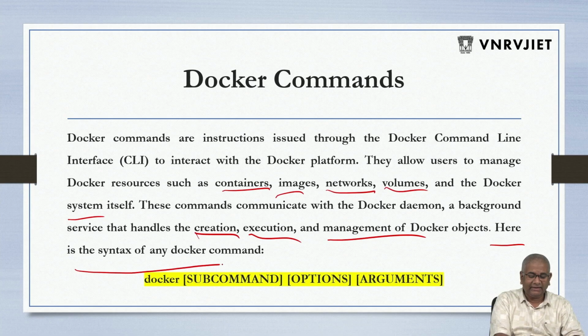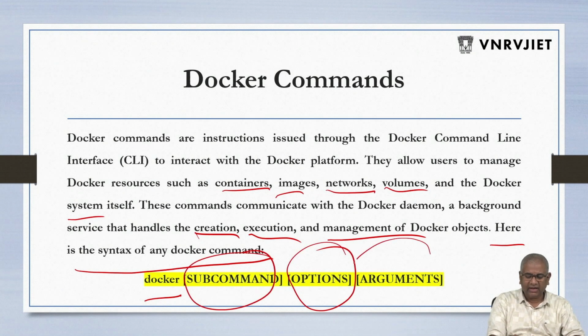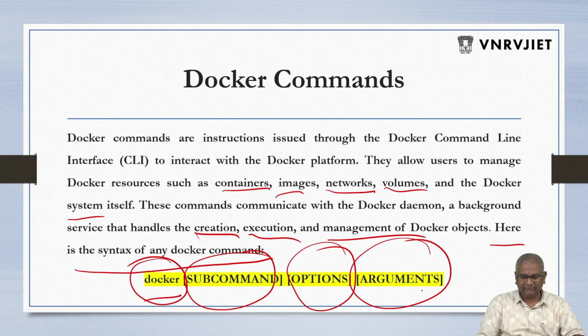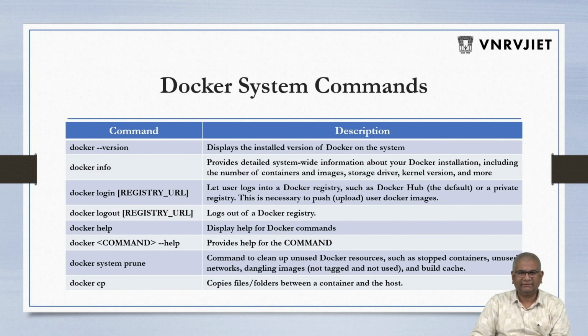Here is the syntax of any Docker command. In general, if you want to use any Docker command, it is docker, then the subcommand name, options, and arguments, the parameters. So docker is the command line interface, and the subcommand is, for example, build, as in docker build -t with a file name as the argument. That's how you specify it. We'll see more into that. So let's see what those commands are, one by one.